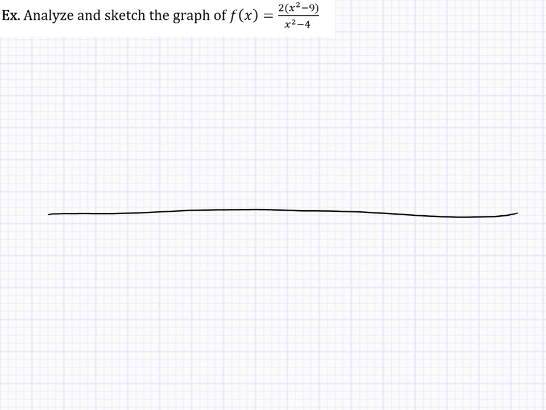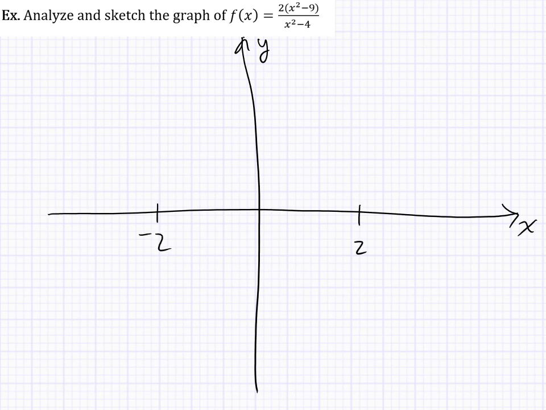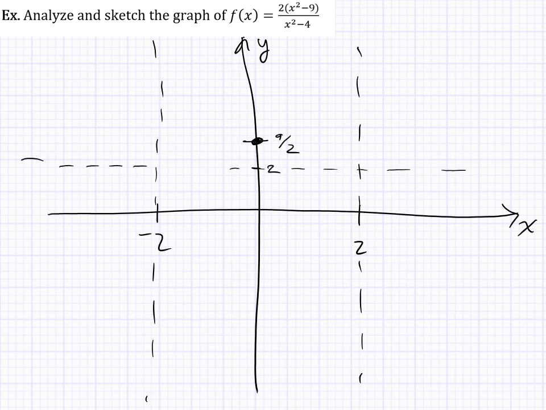draw our xy plane. Negative 2 and positive 2 are our vertical asymptotes. We had a minimum at 0, 9/2. So let's say 0, 9/2 would be right here. We know we had a minimum there. We had a horizontal asymptote at 2. So let's say a y of 2 would be here.